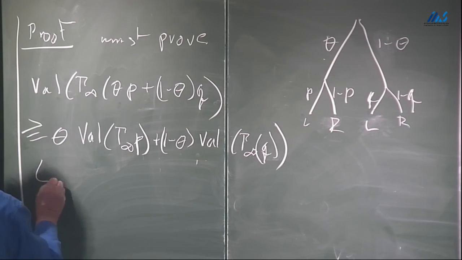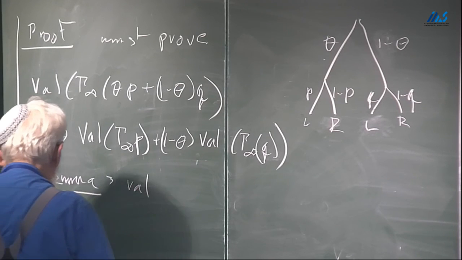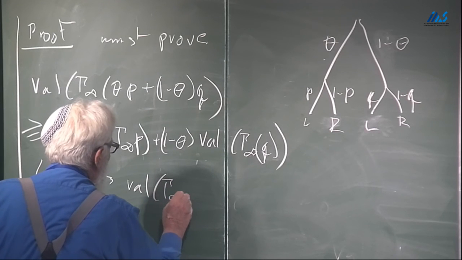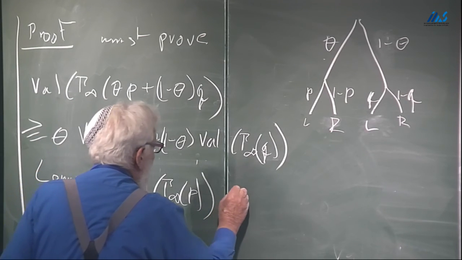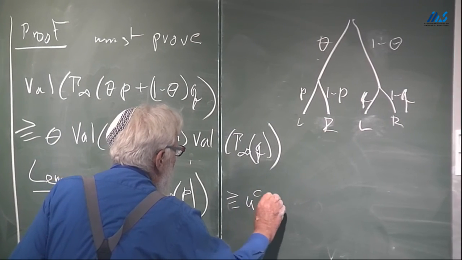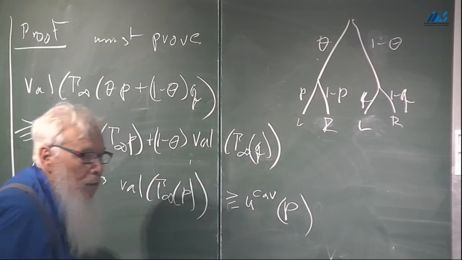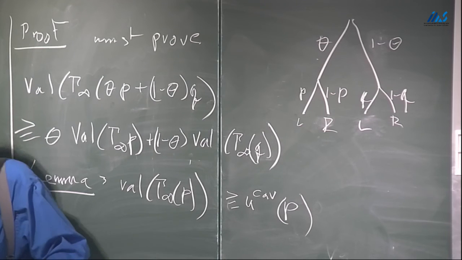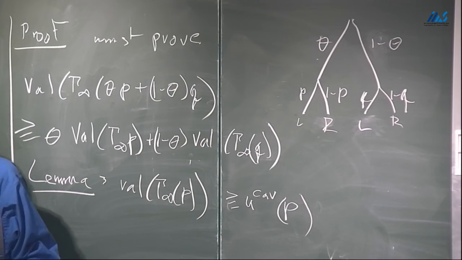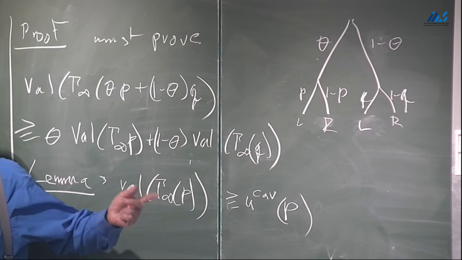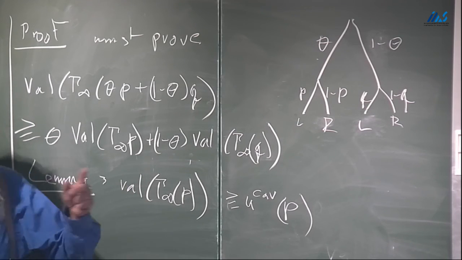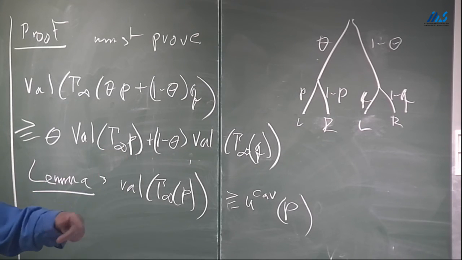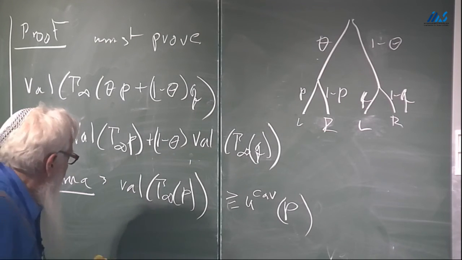Now we're going to prove lemma 3. Val gamma infinity of p is greater than or equal to u cav of p. Well, how does that follow? Well, it's certainly greater than or equal to u of p, because again, player 1 can simply ignore his information, and then he'll get u of p. But it's also concave because of lemma 2, right? So since it's concave and greater than or equal to u of p, it's greater than or equal to u cav of p. Okay? So that's lemma 3.